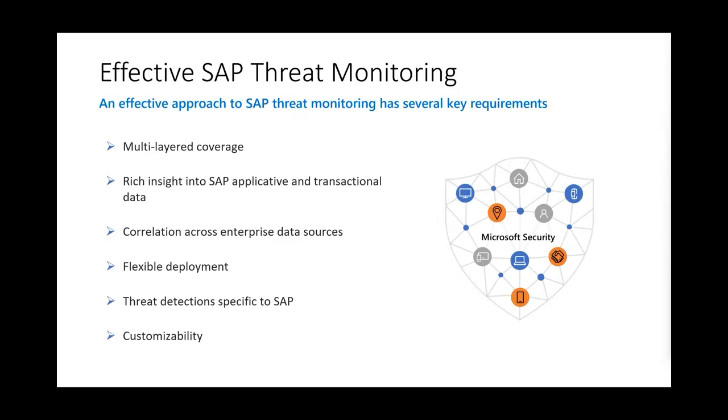So what can we do? Well, an effective approach to SAP threat monitoring requires several key components. First and foremost, you need multi-layered coverage. It is crucial to protect not only the SAP application layer, but also the database layer and the operating system layer. But going deep into the layers is not enough. You also need to consider expanding your security. What do I mean by that?